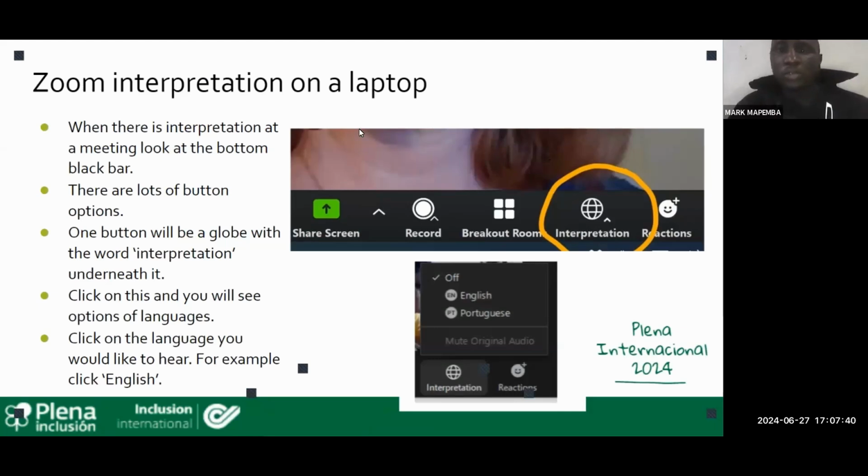Zoom interpretation on your laptop. When there is interpretation at the meeting, look at the bottom bar. Then there are a lot of button options. One button is a globe with the word interpretation under it. Click on it, and you will see options of languages. Click on the language you would like to hear, for example, English, Portuguese, French, or Spanish.